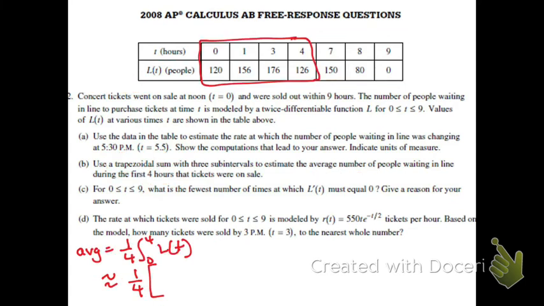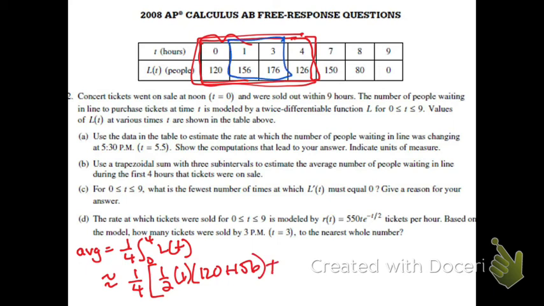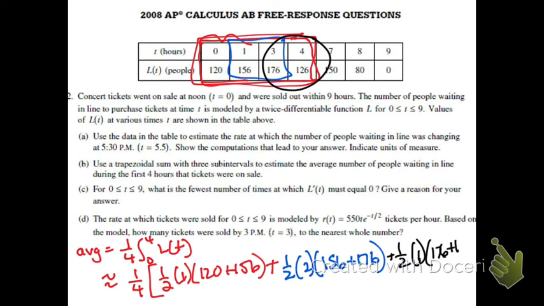I had to rewrite it. We didn't have much space here. So leave that 1/4 in your work so you don't forget it. And now I'm going to do the integral using my trapezoid rule with just these numbers. It's 1/2 the height, which is 1, times the sum of the bases, 120 plus 156, plus the next trapezoid would be from 1 to 3. So 1/2, the height is 2, subtracting the 1 and 3, times 156 plus 176. And then the last one, using the 3 and 4, 1/2 of 1 times 176 plus 126.